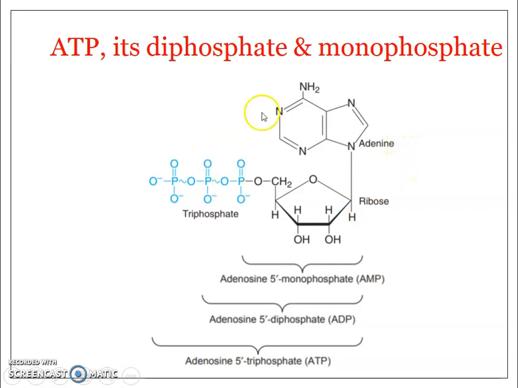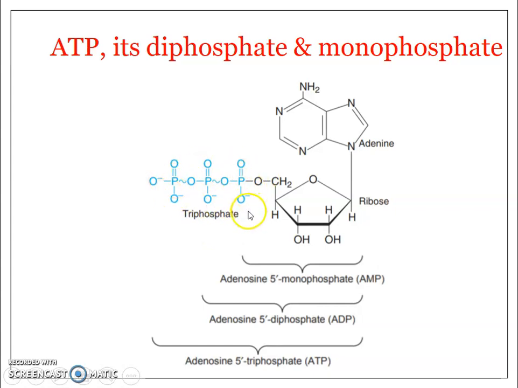It is a nucleotide triphosphate with a base adenine. So the ATP molecule is formed of a nitrogenous base adenine, a ribose sugar, as you can see here, and a triphosphate. This is a triphosphate.